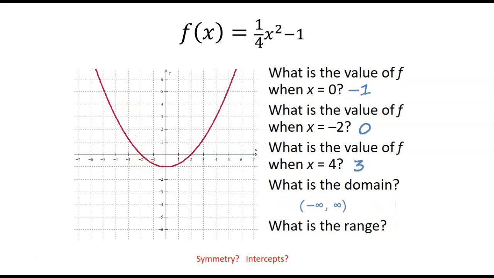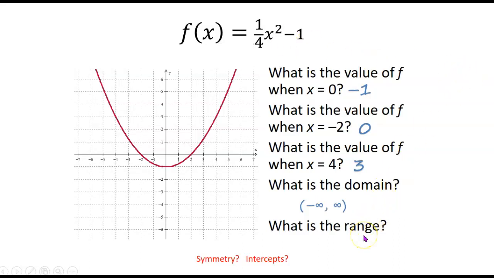All real numbers, everything from negative infinity to infinity. On the part of the graph that we can see here, we only see x-coordinates that range from negative to positive about 5.5. But that's just because we cut things off here. Really, it keeps on going. So if we zoom out, there's no limit to how big or how small the x-coordinates can get.